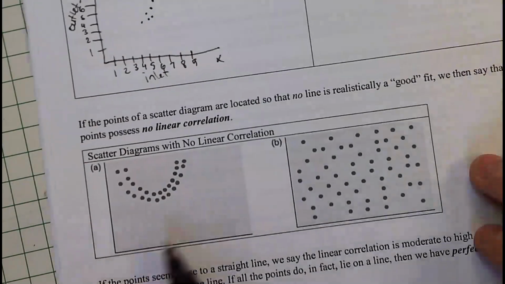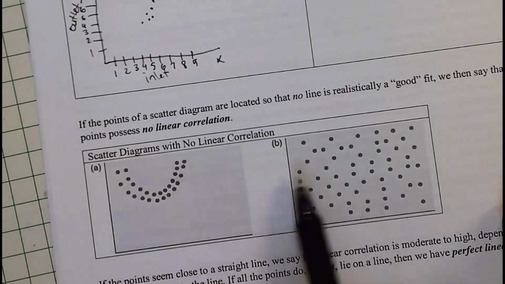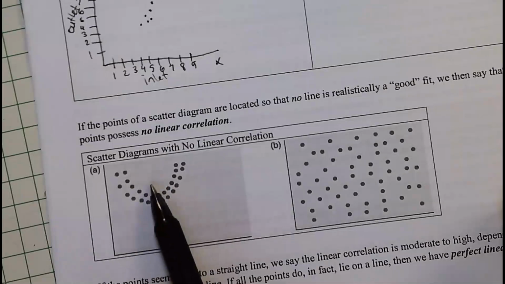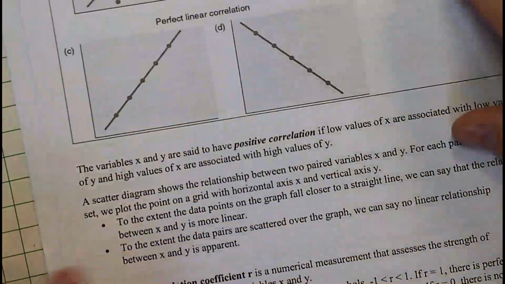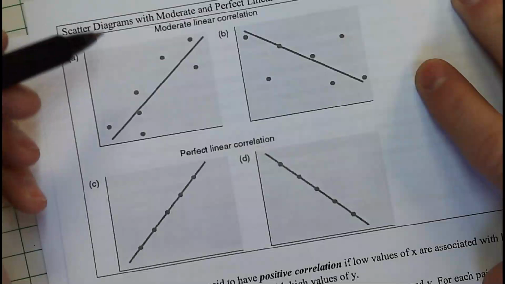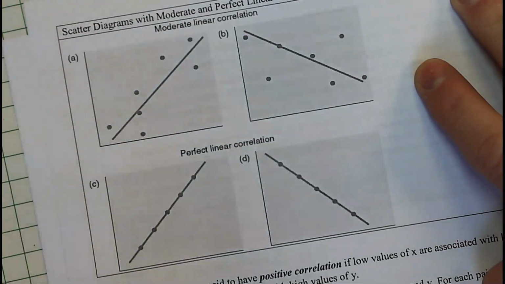Examples here. These are examples of no linear correlation. If it makes a parabola shape or it's just no pattern, that's no linear correlation. We've got some like this. We would call this maybe a moderate linear correlation, where it's somewhat strong.